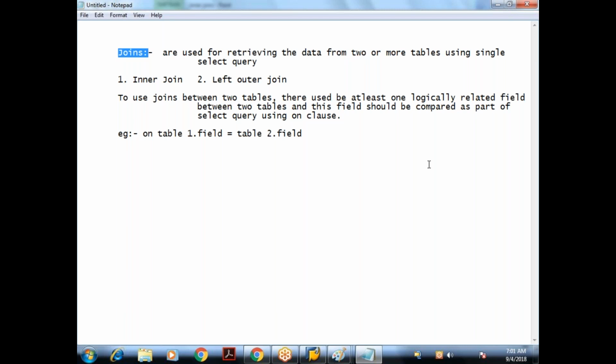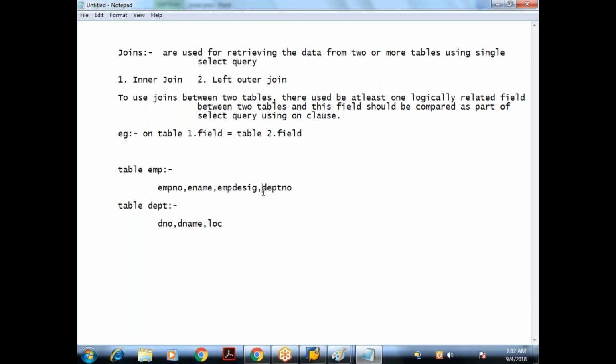Suppose assume that we have an employee table. We have employee number, employee name, designation, and department number. So assume that we have a table EMP. The columns in this table are EMP number, E-name, EMP desig, and department number. Then assume that we have another table, department. In this table also, I'll take D number, department name and location.